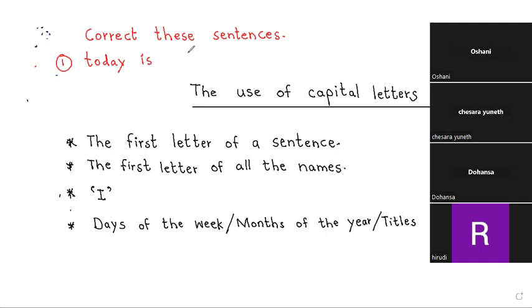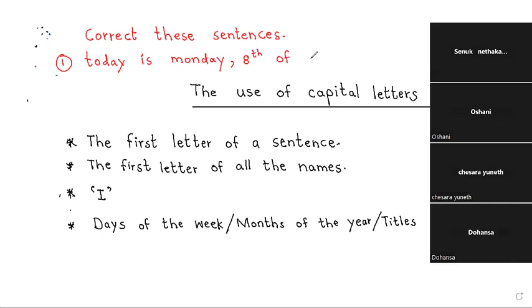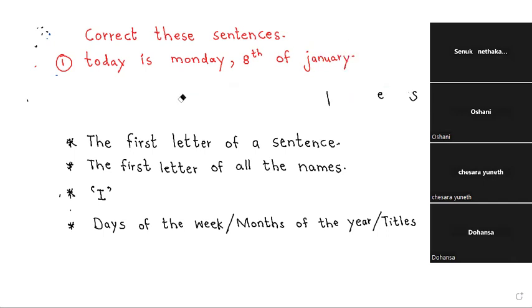Today is Monday, 8th of January. This sentence is totally wrong. You want to correct it. Correct the sentences. Number 2.